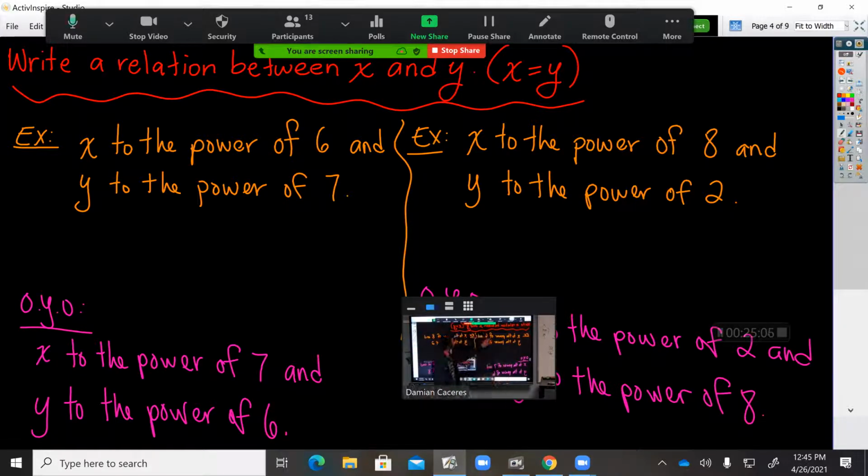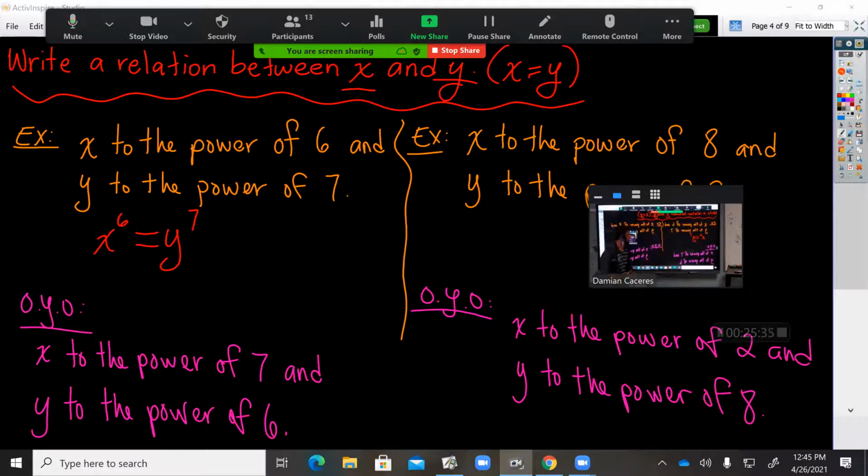So here it says, write a relation between x and y. This is a little hint I give you. Put an equal sign between the x and the y. So we read x to the power of 6, which looks like this, and y to the power of 7. Just make them equal to each other. And now I'm going to show you how to get a variable by itself in this situation.